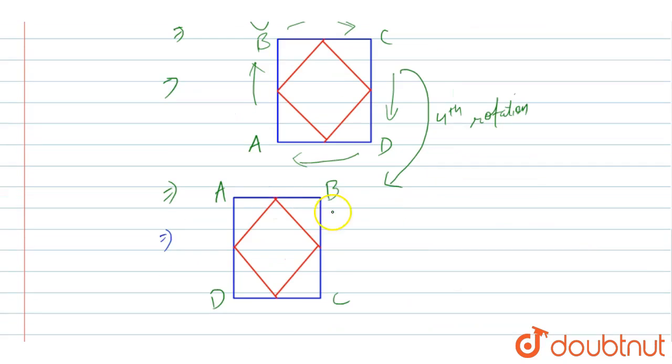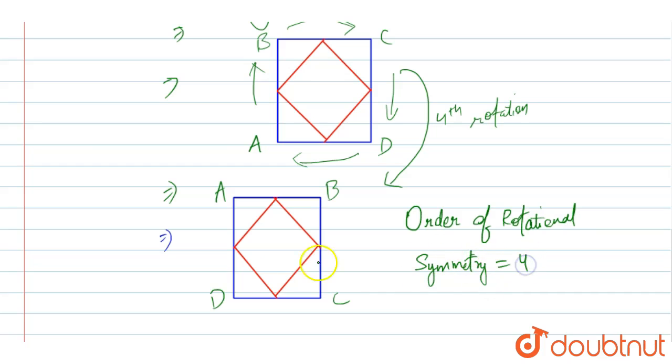So that is why the order of rotational symmetry is 4 in this case. Order of rotational symmetry is 4 in this case. So we can simply say our final answer is 4.